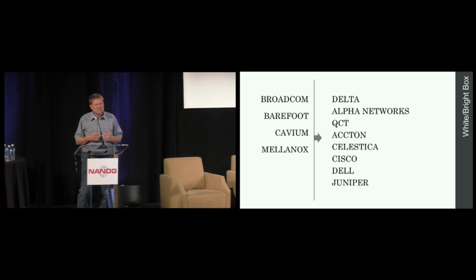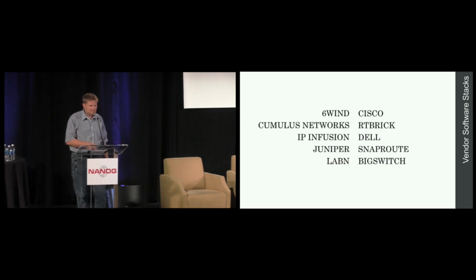These folks supply hardware chipsets not only to the major vendors, they also supply them to white box people as well, like Delta and Alpha Networks, QCT, Accton, Solistica. Believe it or not, you can buy what is effectively white box from Cisco, Dell, and Juniper as well. So if you know the right people to ask and you know the right way to go about it, you can buy what is effectively white box or bright box from them as well, and they'll even provide you with tech support and whatever else you need.